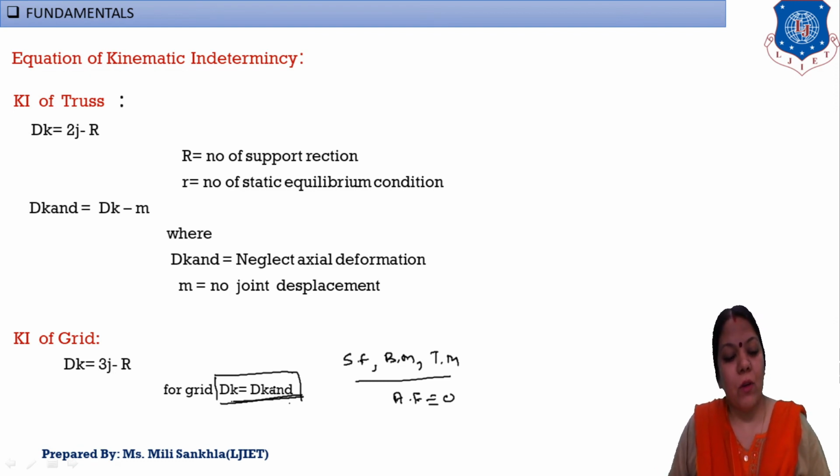Now in today's session we discussed the equations of SI and KI for different types of components like beam, frame, truss, and grid. KI is equal to kinematic indeterminacy, that means our degree of freedom. Now in today's session we stop here. In the next session we will discuss the theory of principle of superposition and Maxwell reciprocal theorem. Okay, we stop here.